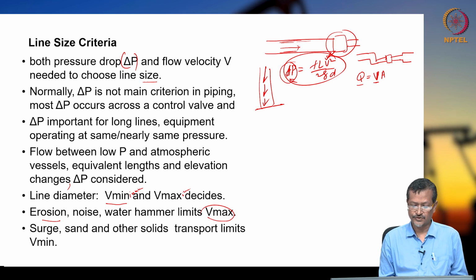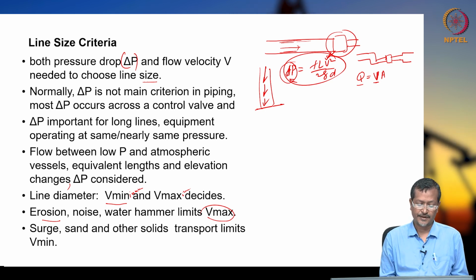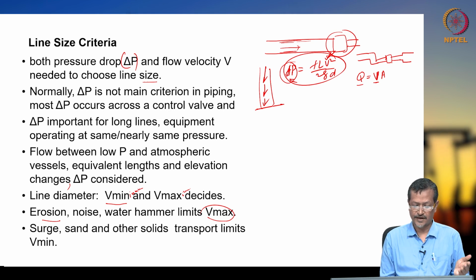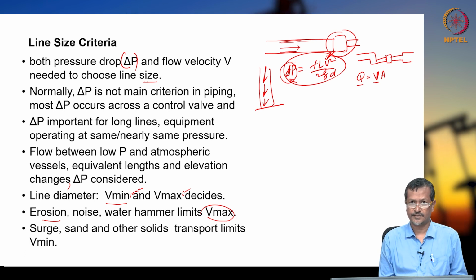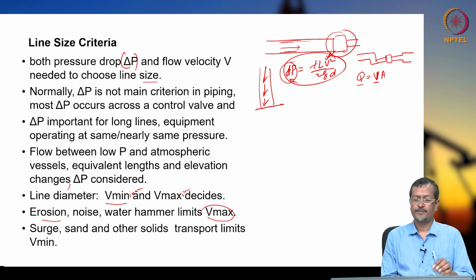Surge, sand, other solid transport limits minimum. Okay, so surging will happen if you have very low fluid velocity. If sand and other solid particles are in the pipeline, they will get deposited in the pipeline. So that will be one big problem.